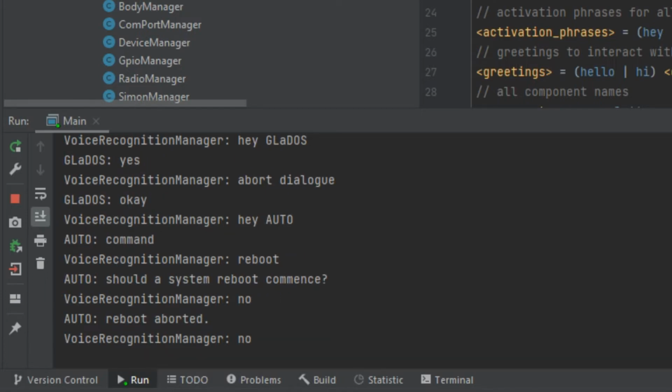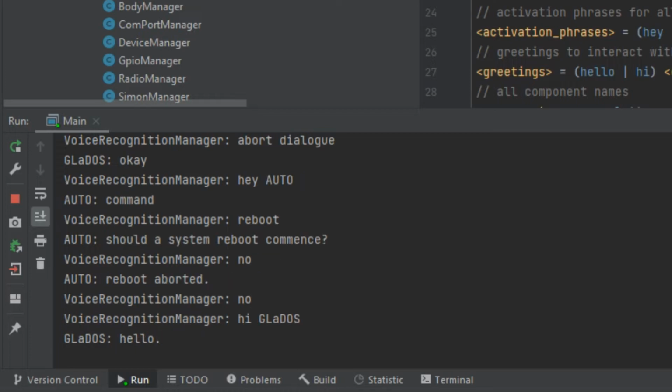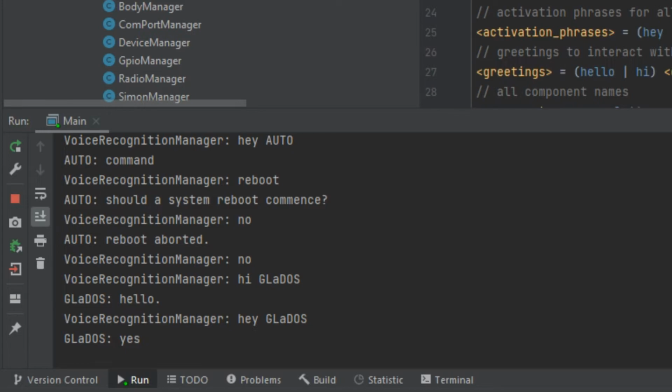As you can see, if I talk freely, the voice recognition tries to recognize the defined grammar in my words, and this is why I implemented the keyword system to avoid having problems with random commands. No, actually it didn't really recognize that much. Here it got high GLaDOS, but I didn't say it. Anyway.